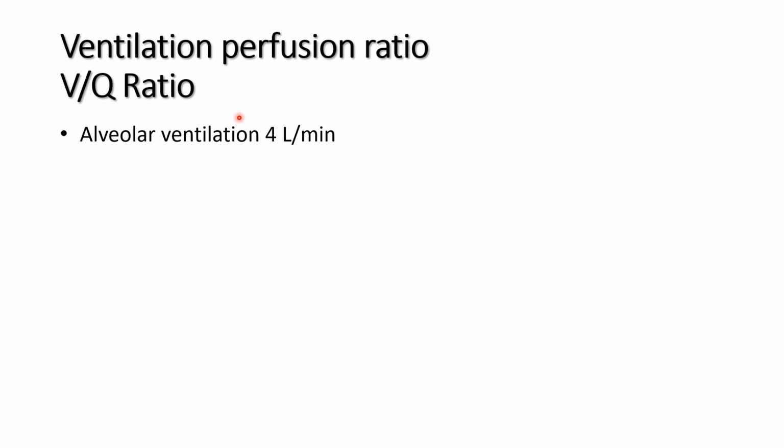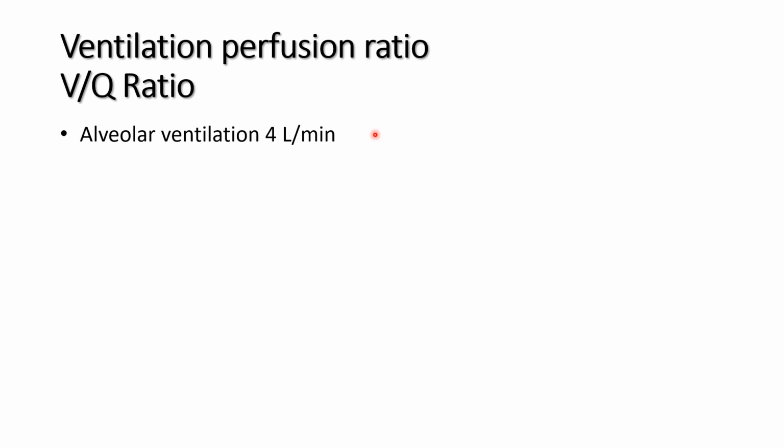Normal alveolar ventilation is 4 liters per minute. Tidal volume is 500 ml. In the tidal volume, 150 ml is the dead space volume, and 350 ml is used for gas exchange. 350 ml multiplied by the average respiratory rate gives 4 liters per minute.